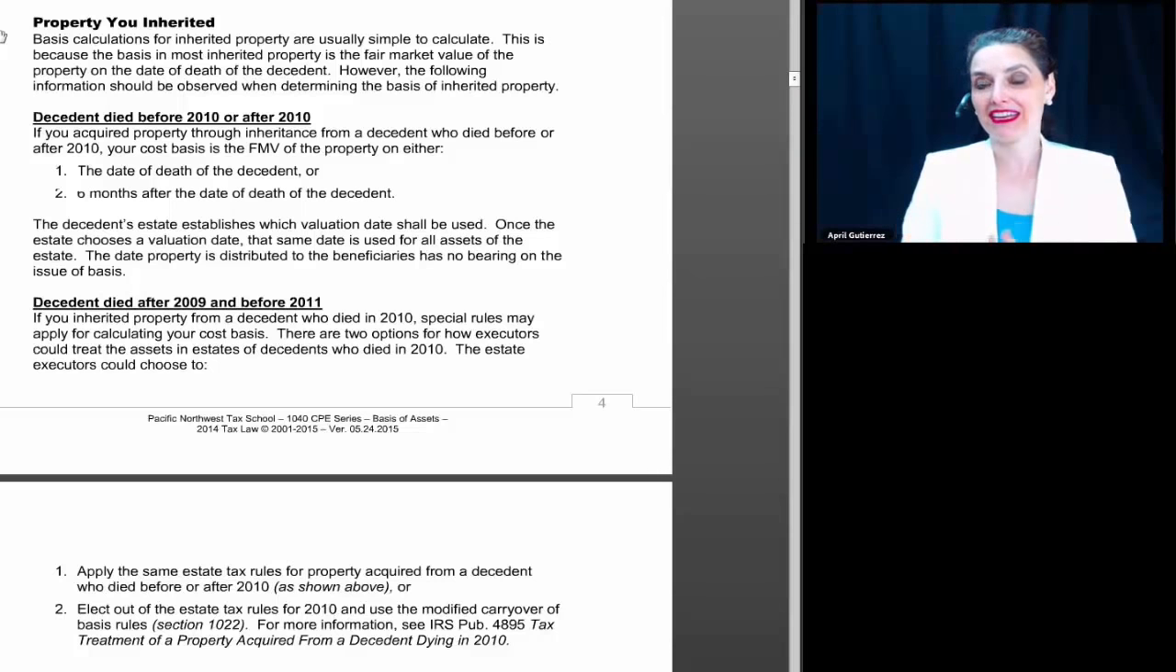Now, there can be some complexities if the inherited property has been held long term, but very often inherited property is sold soon after acquisition, and you're just dealing with the sale of inherited property early on.